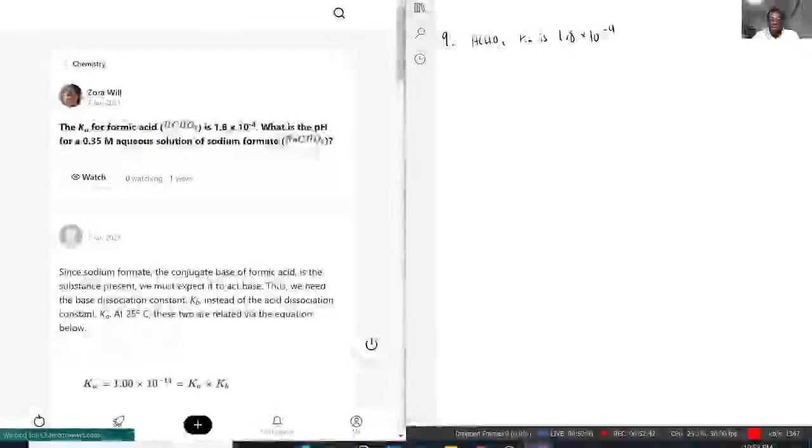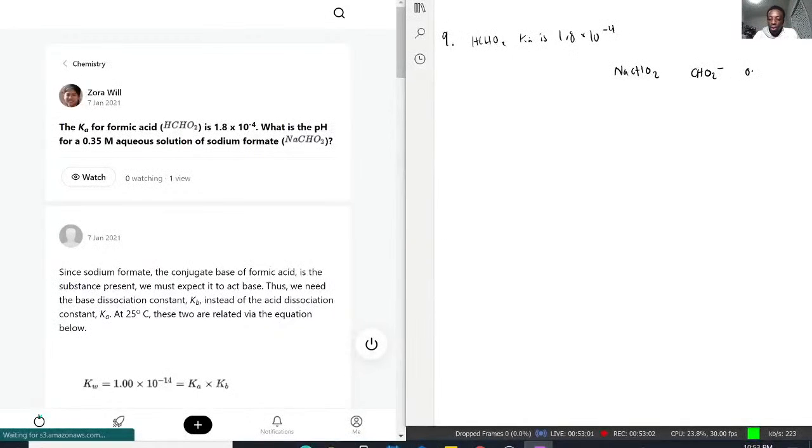And then we want to know the pH for its conjugate base, NaCHO2. We can just write it as CHO2 minus. This is what happens when it dissociates in water: it separates into sodium and CHO2 minus. And we want to know this for 0.35 moles. So the actual reaction we're working with is CHO2 minus plus H2O, liquid, turns into HCHO2 aqueous plus OH minus.